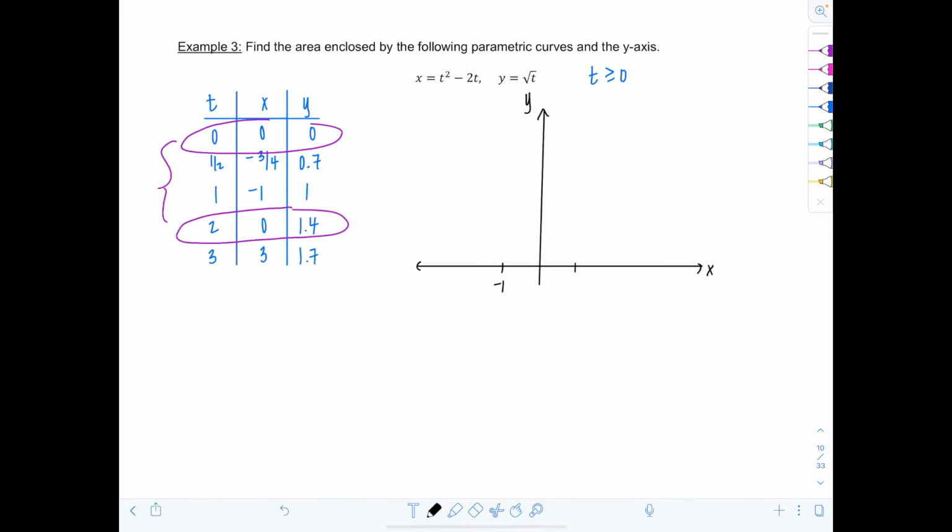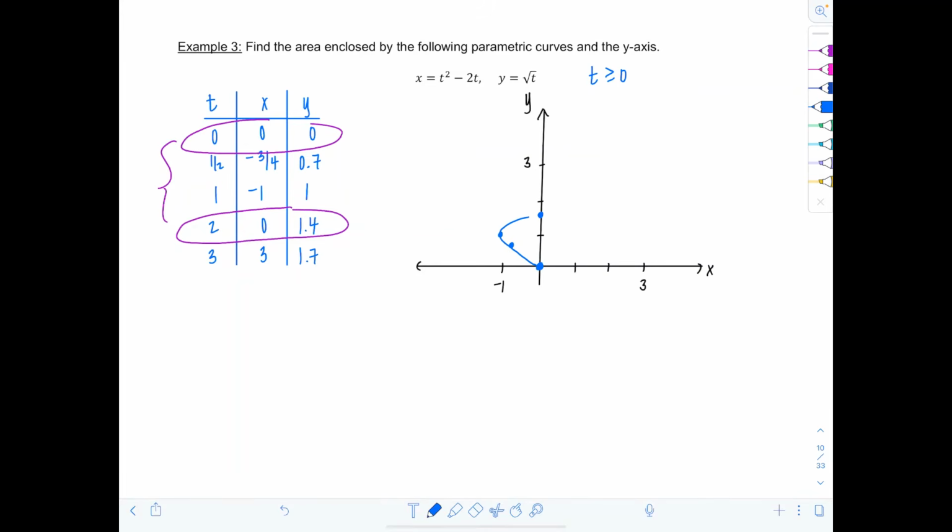-1, 1, 2, 3. Beautiful. Y-axis, 1, 2, 3. Okay, so the curve starts at (0, 0) with t equaling 0. Then we go to x is -3/4, y is 0.7. So maybe somewhere around here. And then we have x is -1, y is 1. Then we have x is 0 and y is rad 2, which is about 1.4.